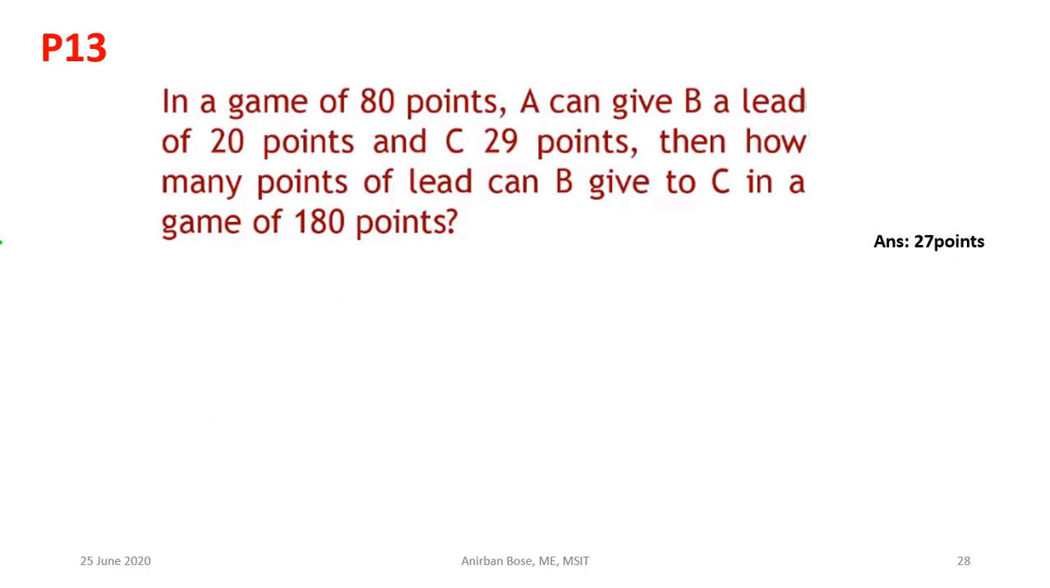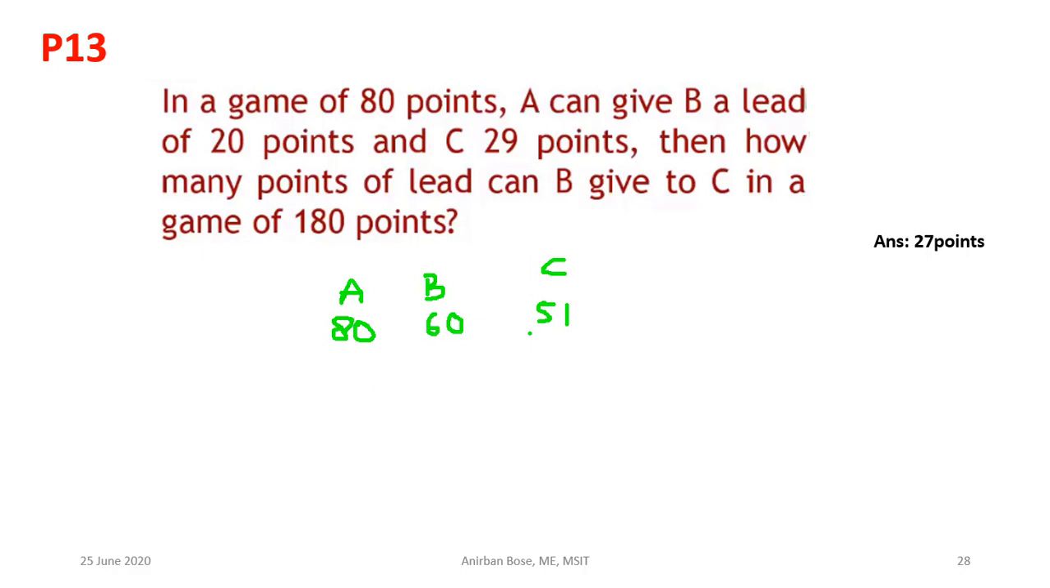In a game of 80 points, exactly a similar problem. In a game of 80 points, A can give B a lead of 20 points. So similarly, what we do, here it is A, here it is B. So in a game of 80 points, when A gets 80, B is 20 less. And what is C? 29 less. That is 80 minus 29, which is 51.